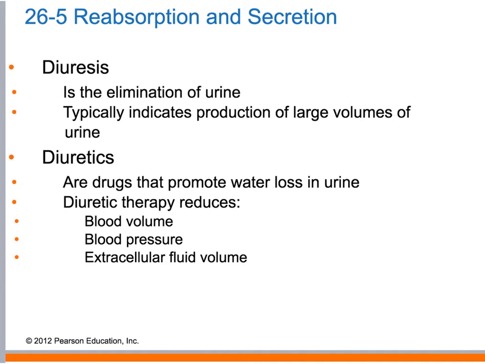Diuresis. That's the elimination of urine. Typically, it indicates the production of large volumes of urine. Diuretics are drugs that promote water loss in urine. Diuretic therapy reduces blood volume, blood pressure, and extracellular fluid volume.